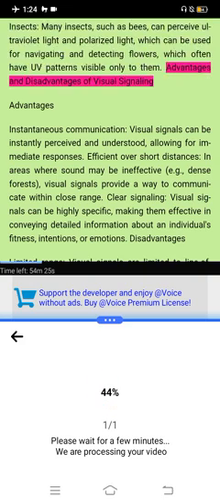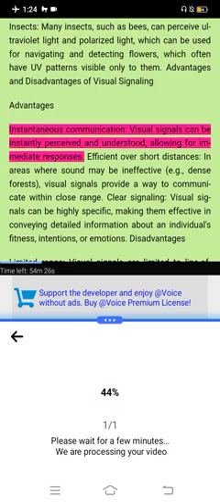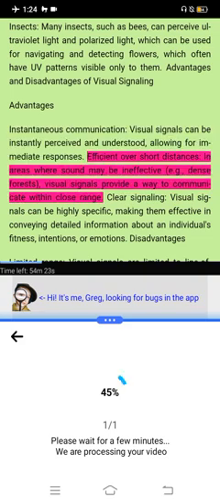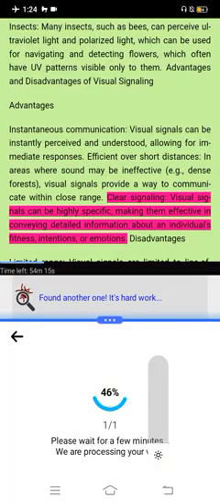Advantages and disadvantages of visual signaling. Advantages. Instantaneous communication. Visual signals can be instantly perceived and understood, allowing for immediate responses. Efficient over short distances. In areas where sound may be ineffective, e.g., dense forests, visual signals provide a way to communicate within close range. Clear signaling. Visual signals can be highly specific, making them effective in conveying detailed information about an individual's fitness, intentions, or emotions.